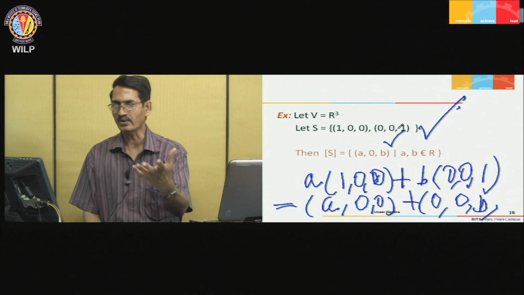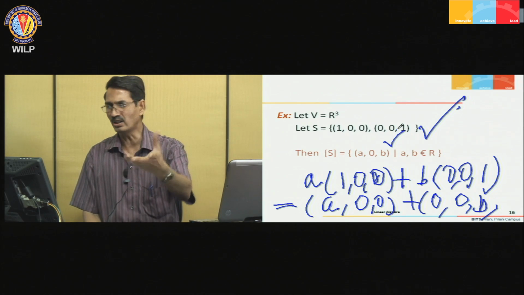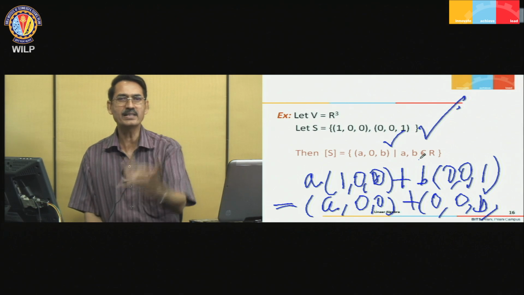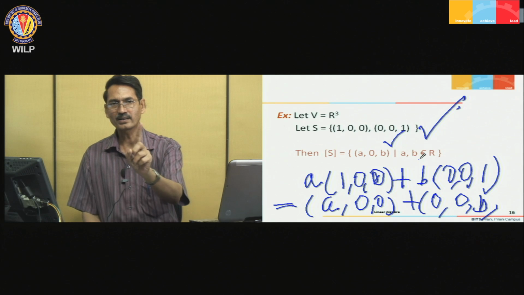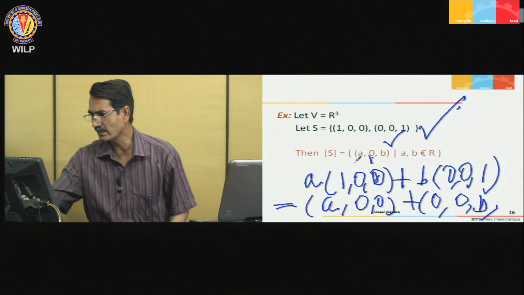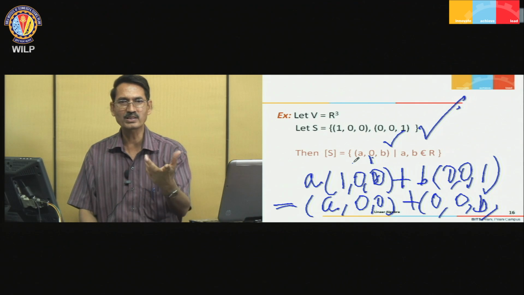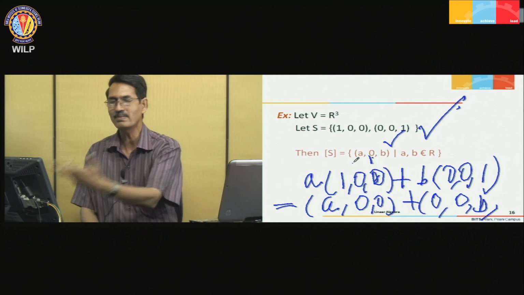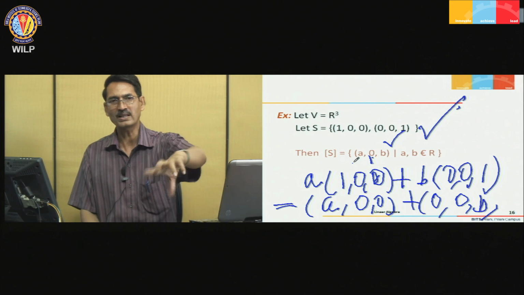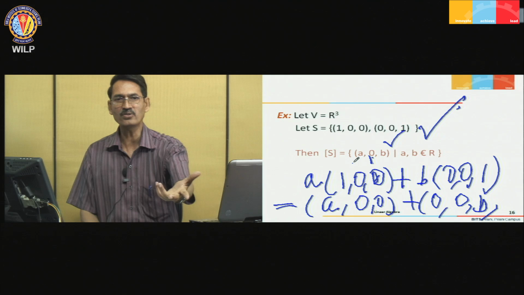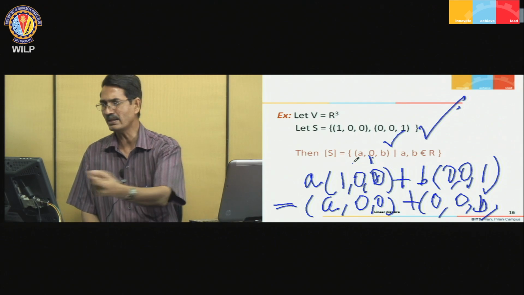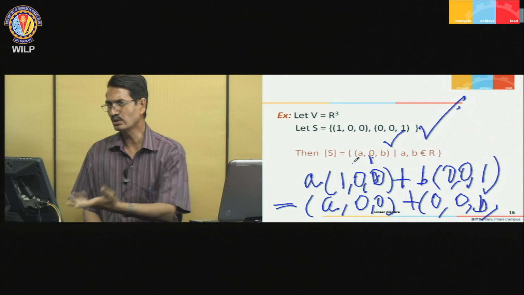So span of S is the set of all triplets of the form (a, 0, b), where a and b are any real numbers, but the second entry must be 0. So for example, (1, 0, 1) is an element of the span of S. (2, 0, -3) is also an element of the span of S, because a and b are any real numbers and the second element must be 0. So this is span of S.